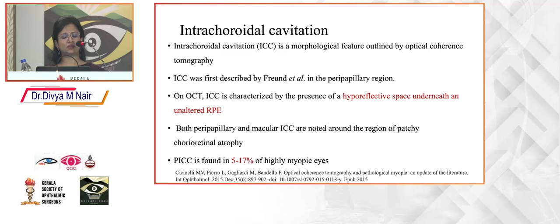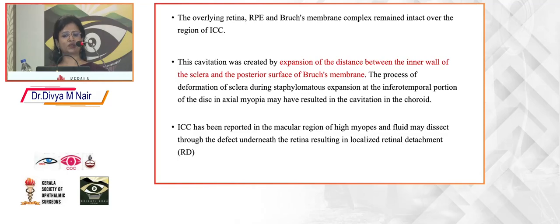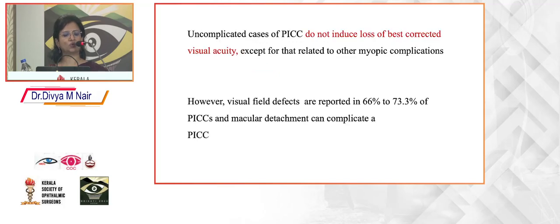What happens here is it is characterized by the presence of a hyporeflective space underneath an unaltered RPE. So underneath the RPE, that hypo area which you see in the peripapillary area, that is the intrachoroidal cavitation. The overlying retina, RPE and Bruch's membrane are intact here. And this happens because of expansion of the distance between the inner wall of the sclera and the posterior surface of the Bruch's membrane. On fundus examination, how can you suspect this? The red star in the photograph, the red marked areas are the intrachoroidal cavitation, well circumscribed peripapillary yellow-orange like lesions. And when you take an OCT through that, you can detect this intrachoroidal cavitation next to a myopic conus.